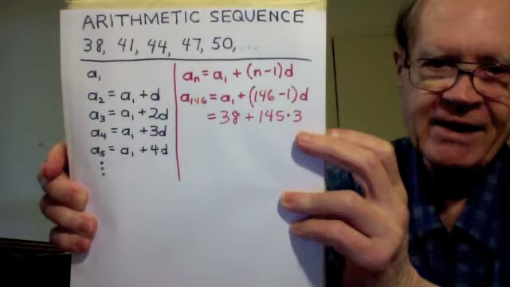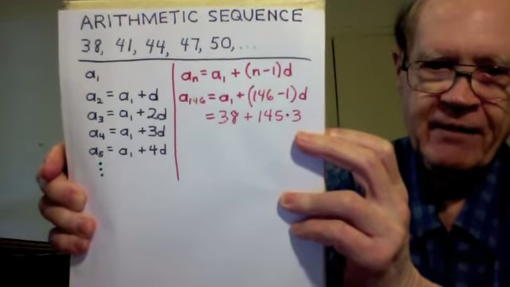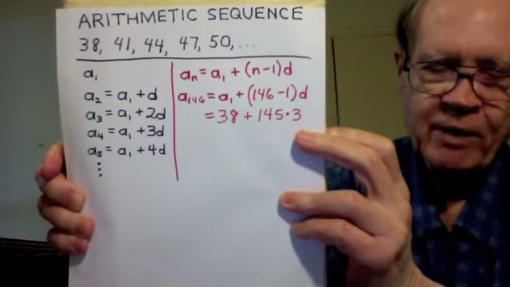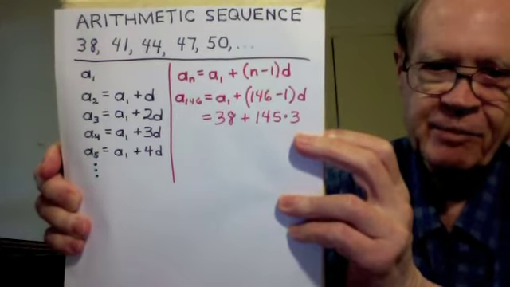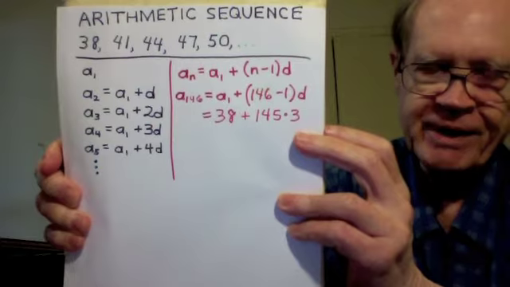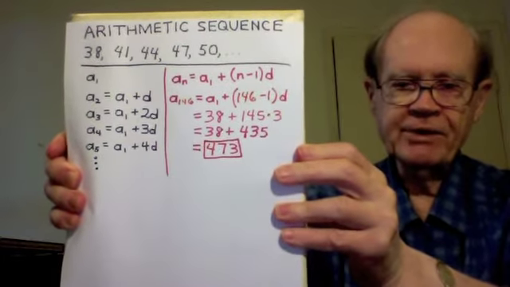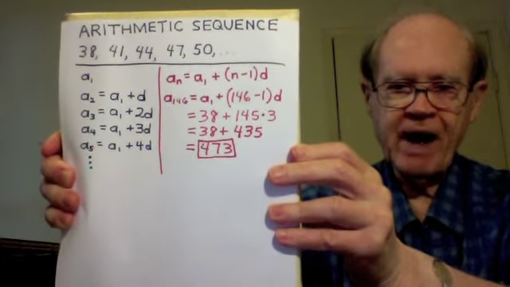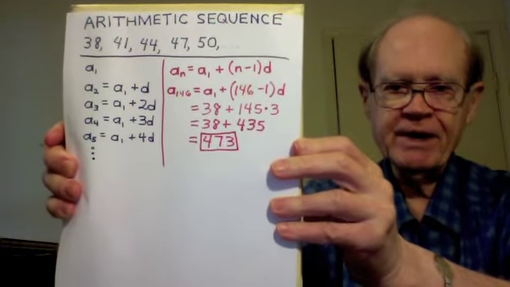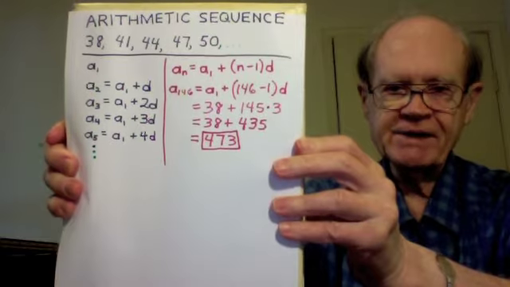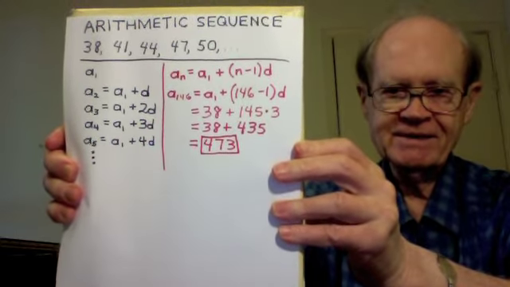That's the number that's added each time. So we have A146, the 146th number in the list, equals 38 plus 145 times 3. And that equals 38 plus 435, which equals 473. So 473 is the 146th number in this list.